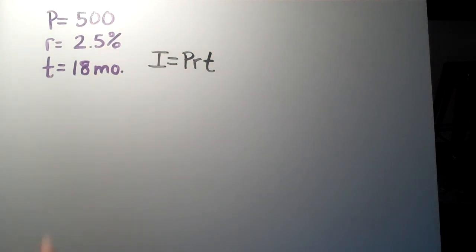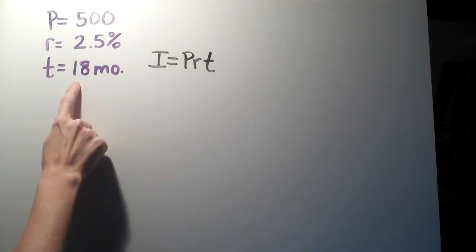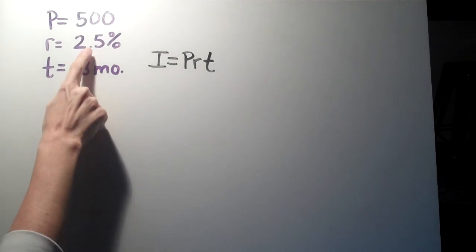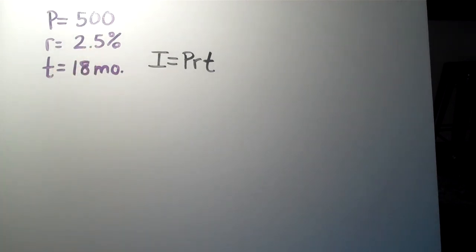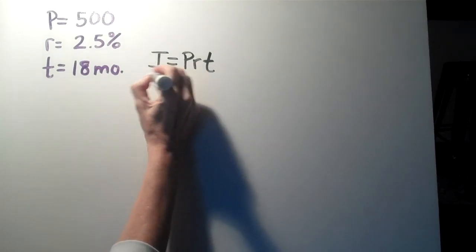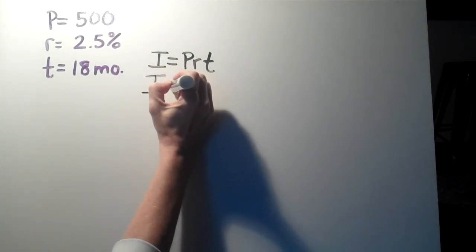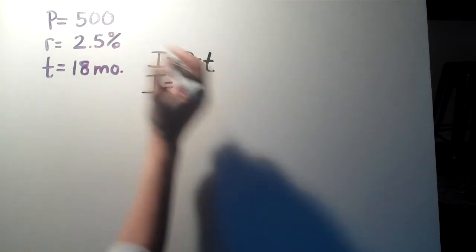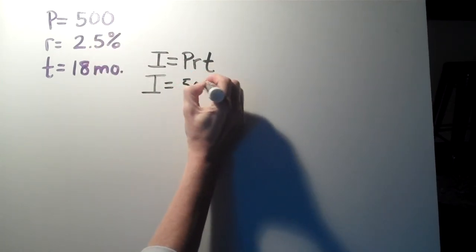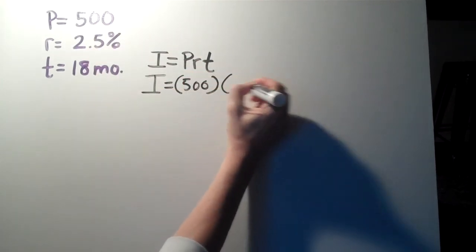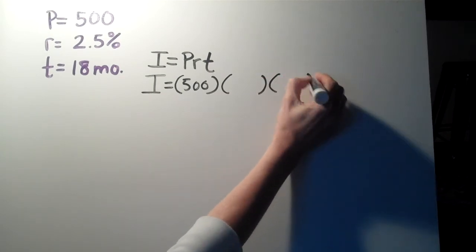This is not a year. Right now you can see they're giving you 18 months here. Okay, our rate is 2.5%. So there's a couple of things we need to do here. I know I can start my formula. I equals P, which is 500, times, and we're going to plug in the rate, and we're going to plug in the time.